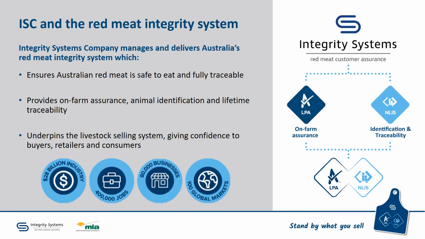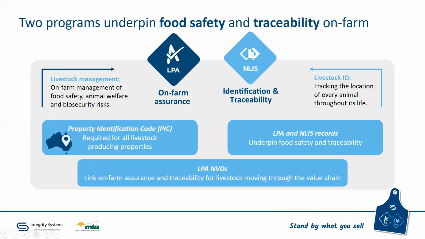If the terminology of a red meat integrity system is kind of foreign, or you're still getting your head around what it is, I'm sure that you are familiar with the programs that make up the system. They are the Livestock Production Assurance Program and the National Livestock Identification System. Those two programs together provide that on-farm assurance, identification and traceability.